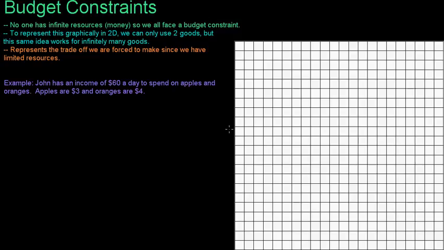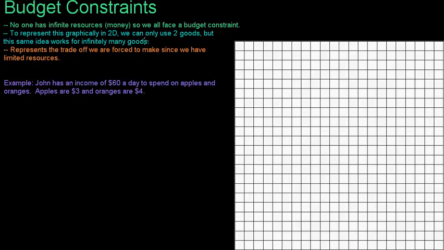So in economics, we define budget constraints for any individual consumer. All that a budget constraint says is this is all of the different things that you can buy given your finite amount of income, given your finite amount of resources. To do this in 2 dimensions, we can only use 2 goods, but the same idea works for infinitely many goods. So in theory, and really in practice too, we can write out how many of any single good you can buy given your income.